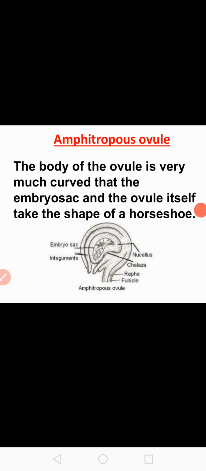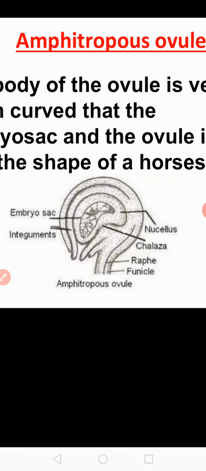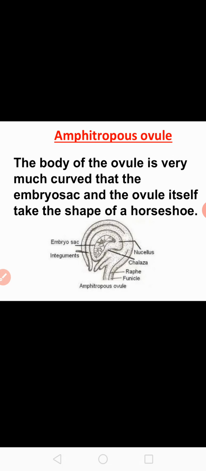Next type is amphitropous. The body of the ovule is very much curved that the embryo sac and the ovule itself take the shape of a horseshoe. Once again, I'll repeat. The body of the ovule is very much curved that the embryo sac and the ovule itself take the shape of a horseshoe. In this picture you can clearly observe the structure of embryo sac as well as the ovule. Both appear like a shape of horseshoe. So this is about amphitropous ovule.